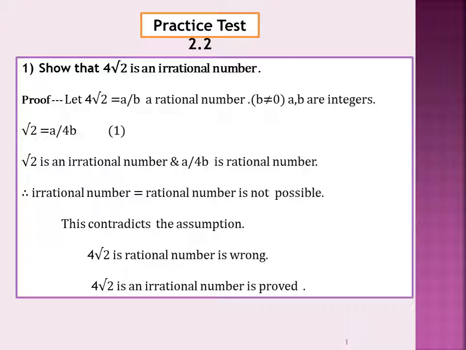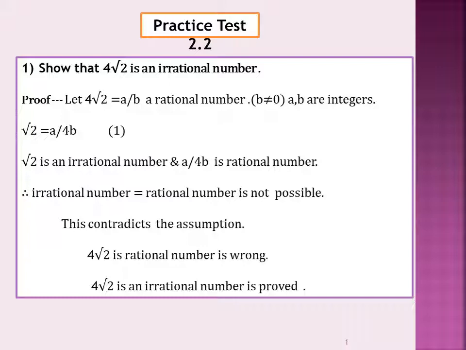We are using indirect proof. We want to prove 4 root 2 is irrational, but we will take 4 root 2 as rational, and for that we consider a upon b, where b not equal to 0, and a and b are integers. Then here you will get root 2 is equal to a upon 4b. Multiplied 4 goes to the other side and divides.